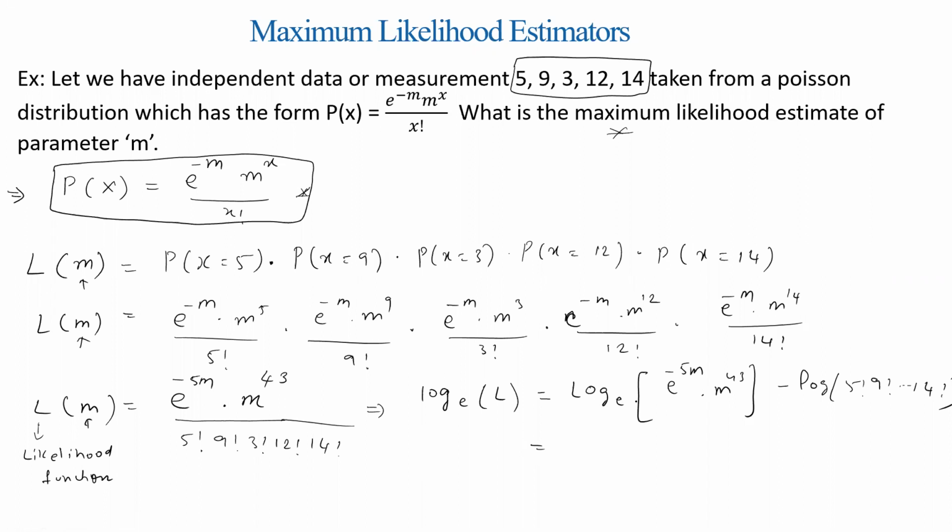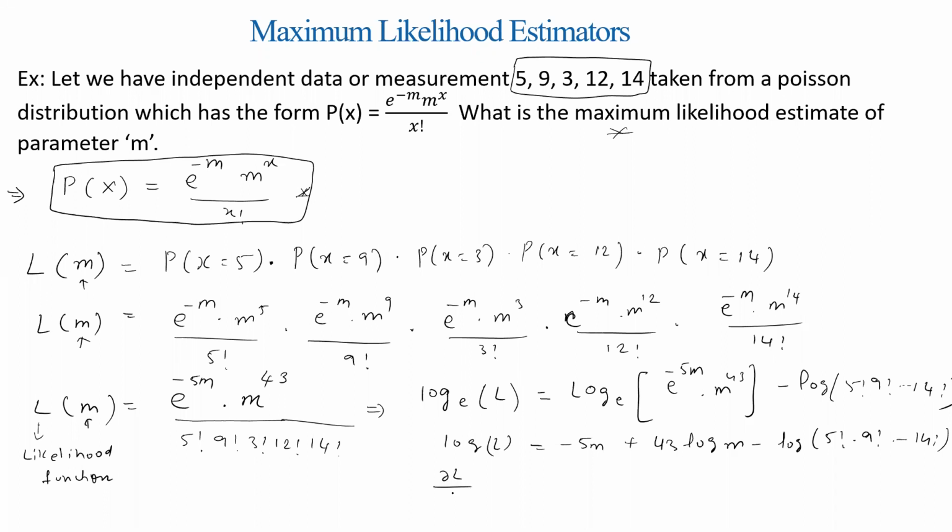if you multiply, you will get log m into log n. So log m plus log n. So you will get minus 5m. Log e into log e gets cancelled out, plus 43 log m minus log of 5 factorial into 9 factorial and so on up to 14 factorial. This is the log likelihood function.